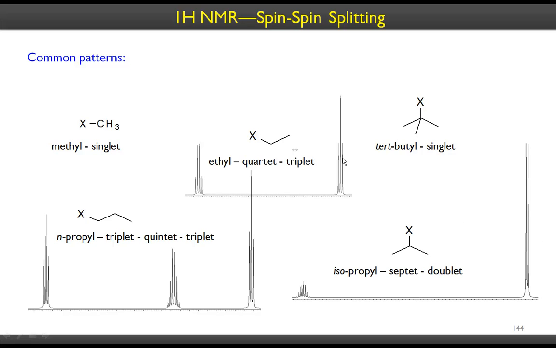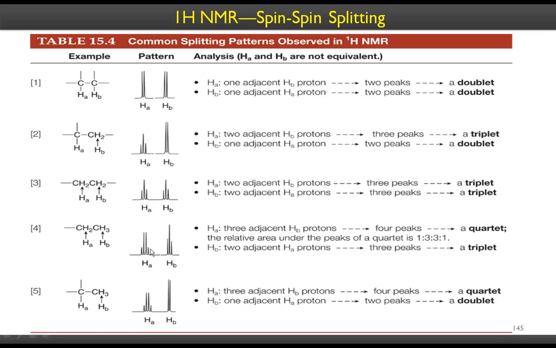So these are typical patterns that you see for some of the groups like isopropyl, tertiary butyl, methyl, ethyl, propyl. So you have to remember some of these things. You don't have to remember, but it should become second nature to you. As soon as you see a quartet and a triplet, an ethyl should come to your mind. Okay, some of the typical patterns that we see are listed here.